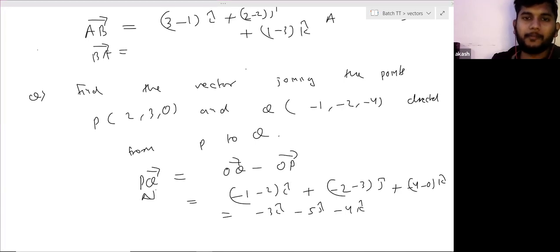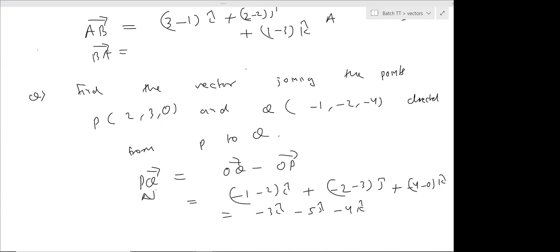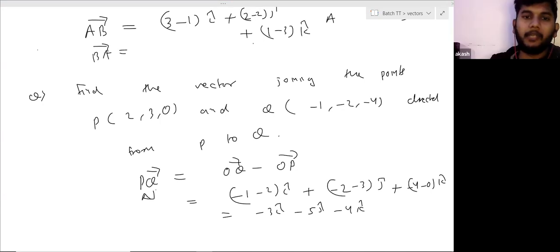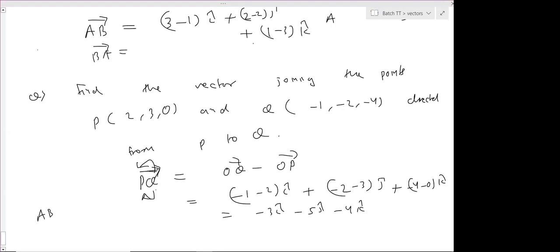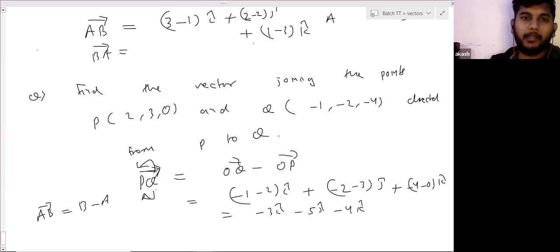All right, is it clear? Sir, how, sir? See, if you have to find PQ vector, then you have to do Q minus P. All right, if you have to find AB vector, then B minus A. All right, remember this.